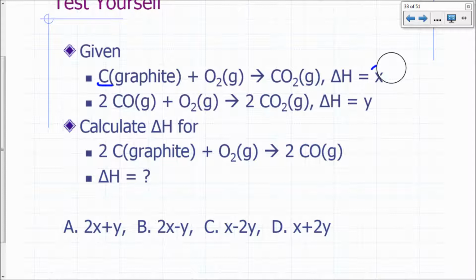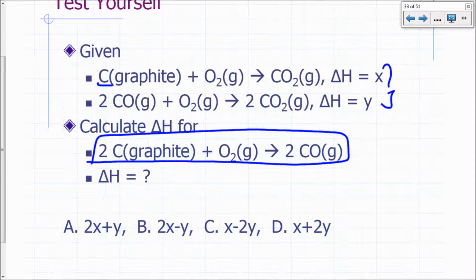Now, I want to know, based on these 2 numbers, can I calculate delta H for this? This one gives you graphite plus oxygen to yield carbon monoxide. Now, why might I have trouble doing this in the lab? I'm actually measuring the delta H for this reaction in the lab.